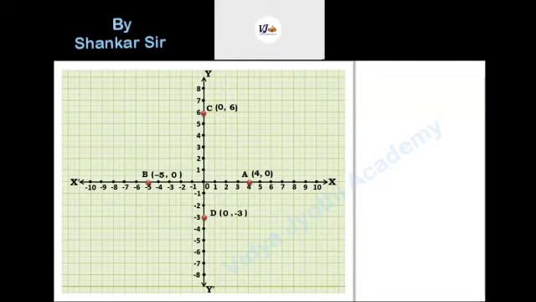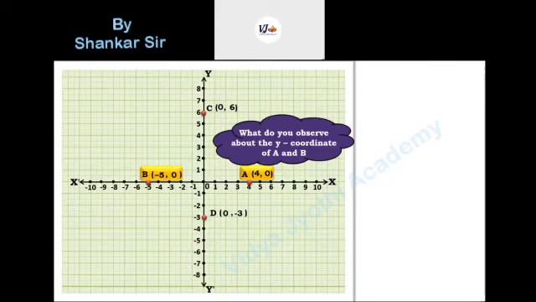So I hope you understood this. I told you, this is a very simple chapter. You just observe one more thing. What do you observe about the y coordinate of A and B? If a point lies on x-axis, y coordinate will be 0. Is that clear, students?